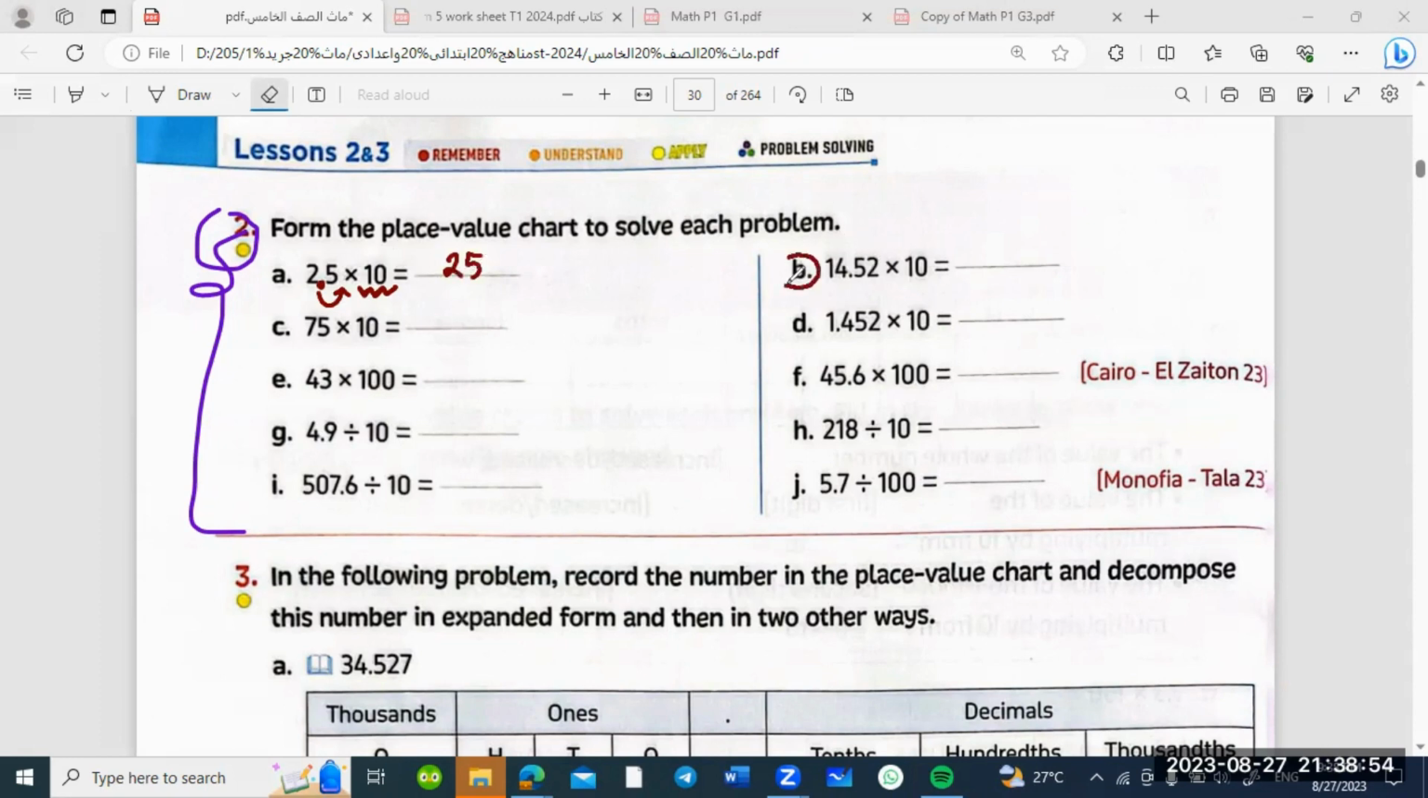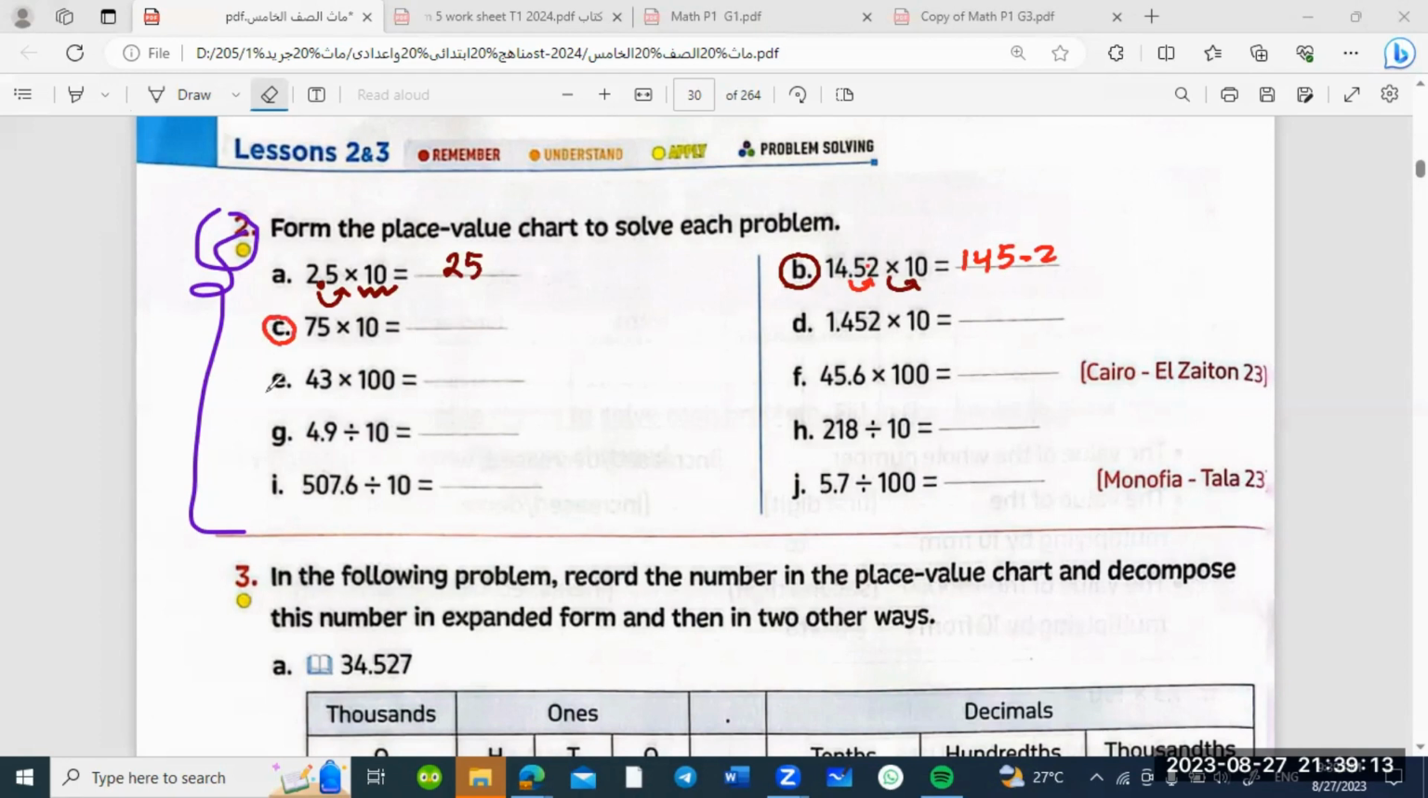Look at B. Now I want you to multiply it by 10. So where is the decimal point? It will be 14.5, no, 145.2. Excellent. So what about C?